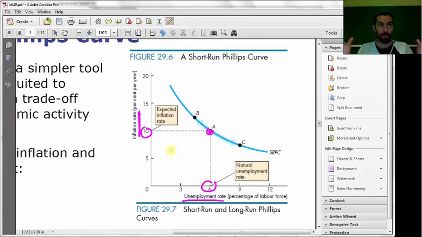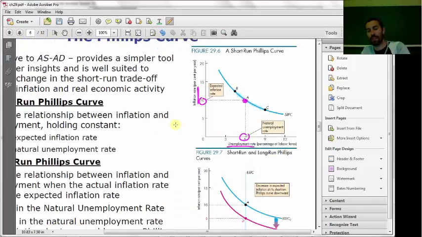What happens if we expected inflation to be 10%, but we got it wrong? Inflation was actually much higher. Let's go back to our ASAD model.